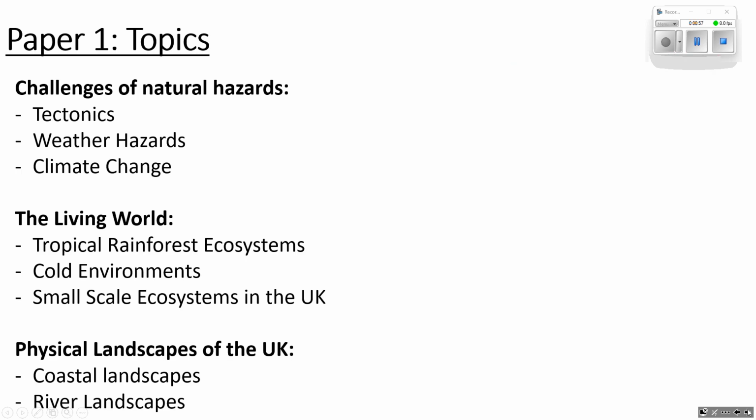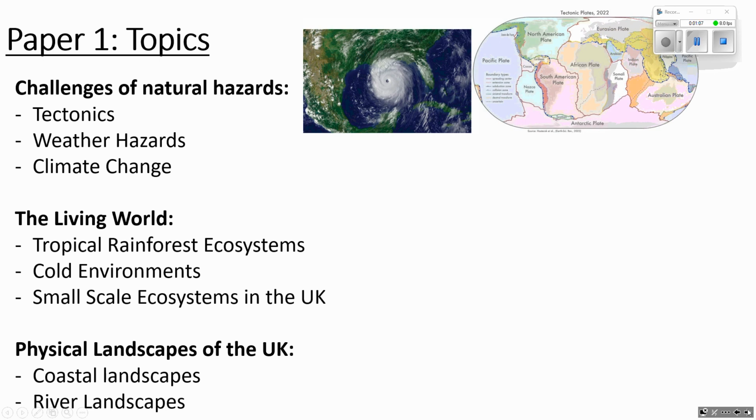So just looking specifically at paper 1 to start off with, what are you going to learn? We're going to start off with a topic called Challenges of Natural Hazards. Here we're going to look at tectonics and weather hazards as the 2 main hazards of the world that are naturally occurring by geography and nature. But then we also look at climate change, which is a bit more of a human-caused hazard.